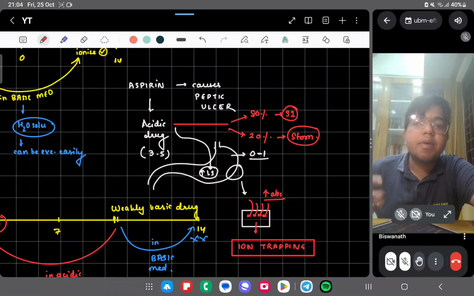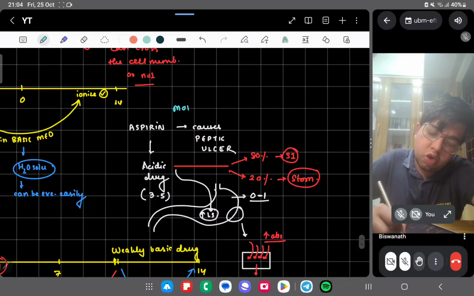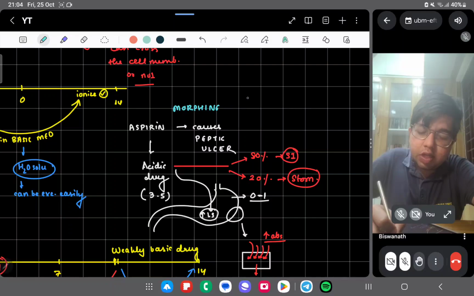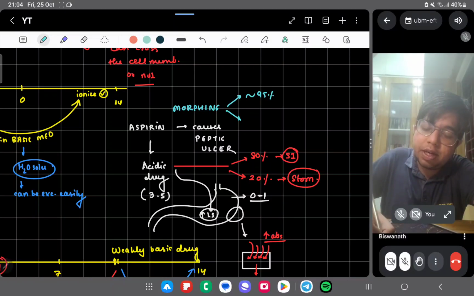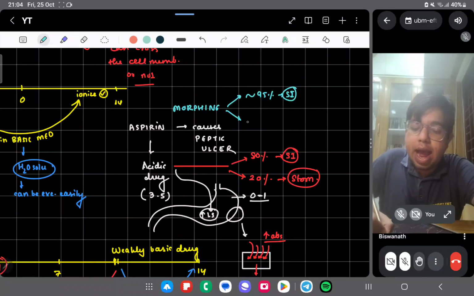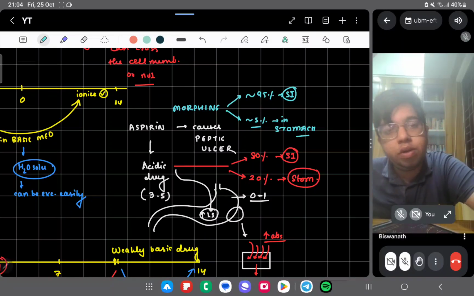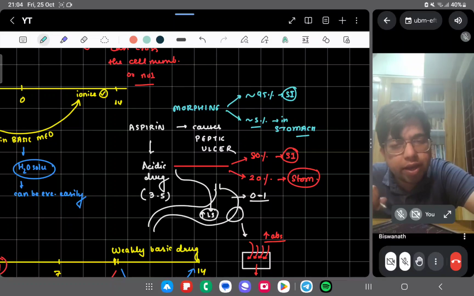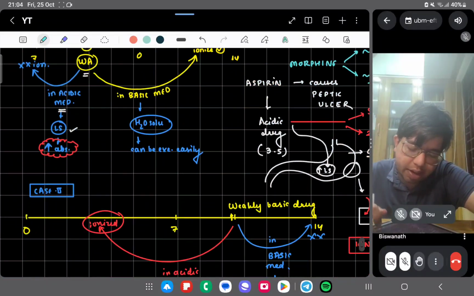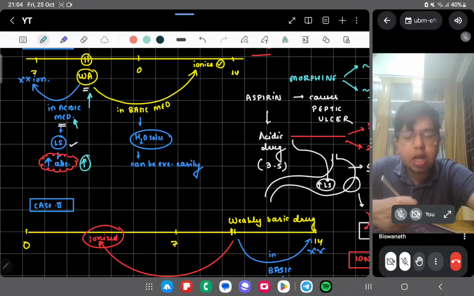Similarly, we have a basic drug like morphine, the opioids. Morphine is absorbed 95% in the small intestine and 5% in the stomach. So an acidic drug is absorbed more in the stomach. Why? Because if you put an acidic drug in an acidic medium, it will get more absorbed. Can you relate from this?